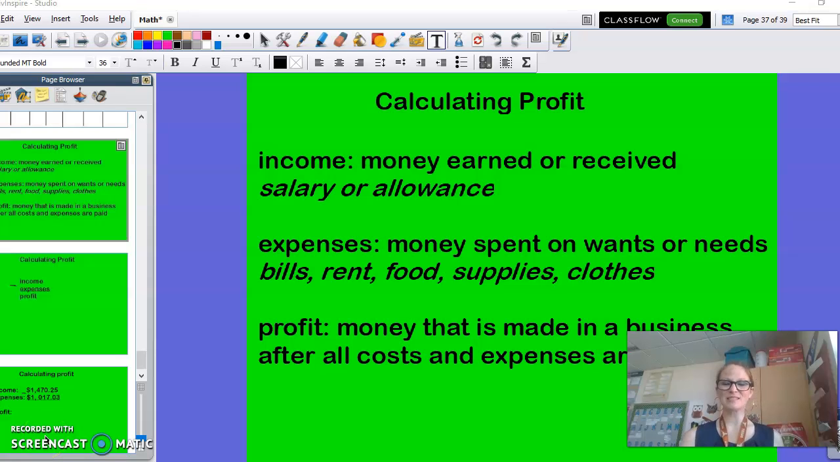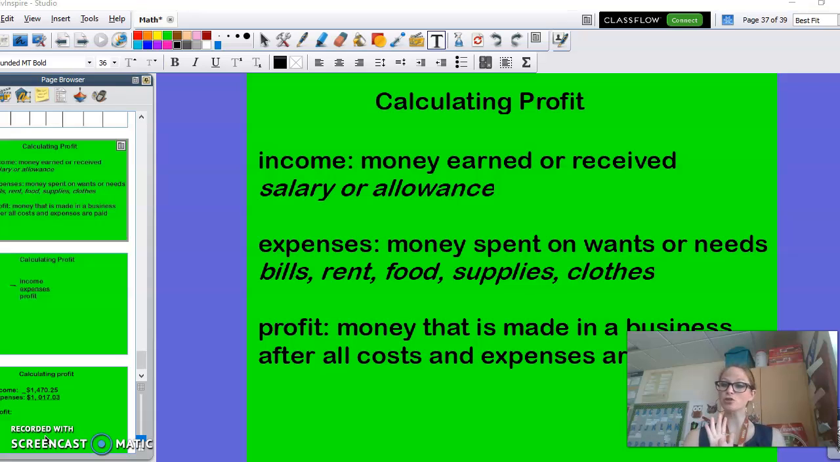Hi, boys and girls. Today I want to take a few minutes to discuss some financial literacy information, something that will be super useful in your future as you start to maybe think about opening your own business or even just thinking about money that you save and earn. All right. So what we're going to be talking about is profit, calculating profit.